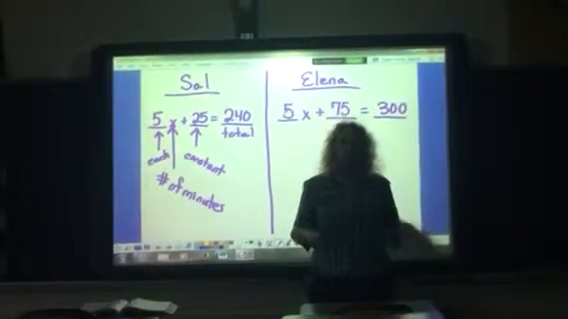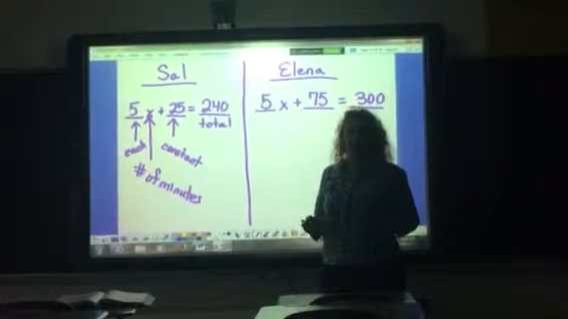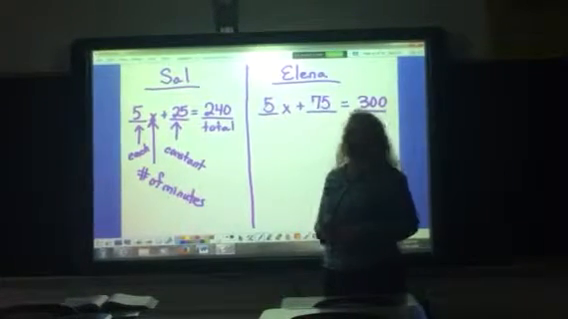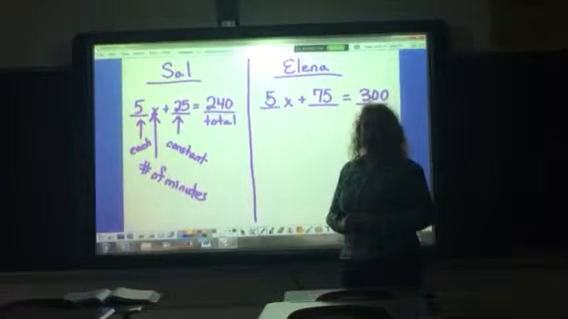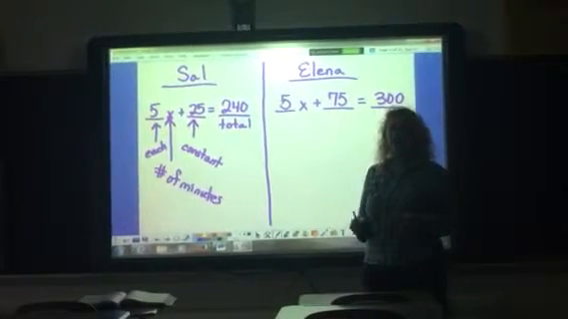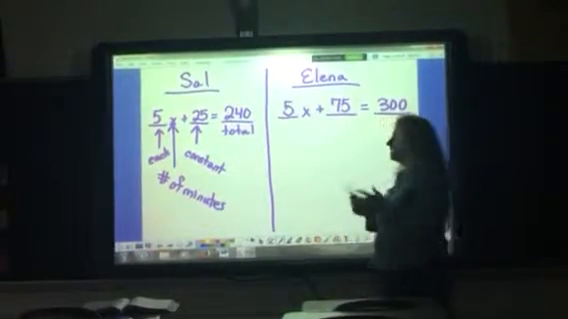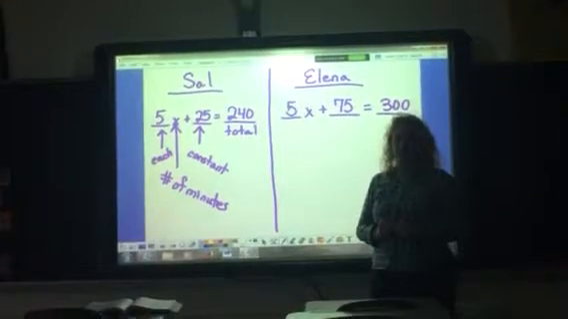Now at this point, it's just going to be a matter of solving the equations for each one, and that's going to give you your x value for Sal, how many minutes per day he jogs, and Elena, that will also give us how many minutes she jogs per day. What I would like for you to do, if you haven't solved it already, is to go ahead and solve both of those two-step equations and figure out the answer.